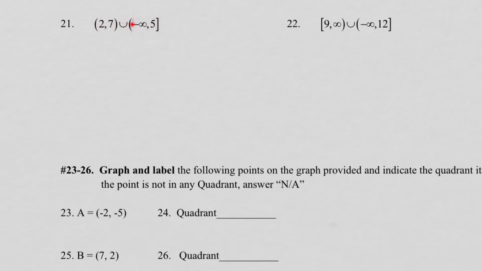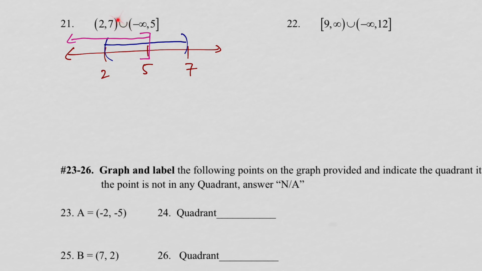This time I have just 3 numbers. So when I draw my number line, I'm only going to pop down 3 numbers on it. And then I'll put them in order. So I go 2, 5, then 7. Okay. 2 to 7 with parentheses looks like this. Negative infinity up to positive 5 looks like this, with a bracket on the 5.